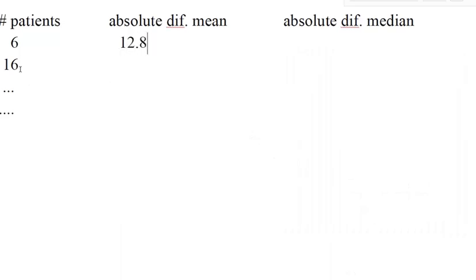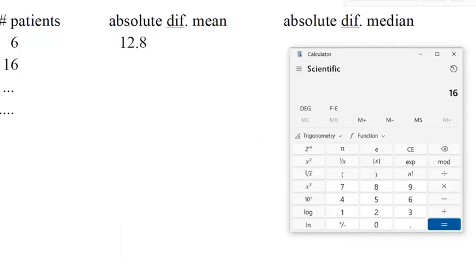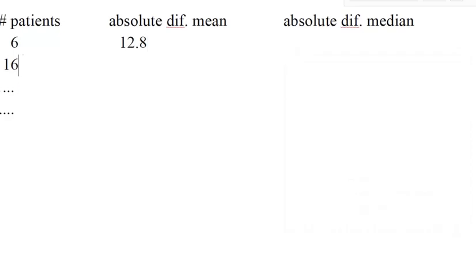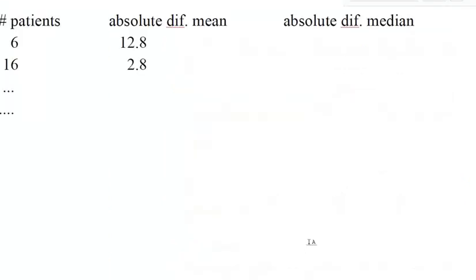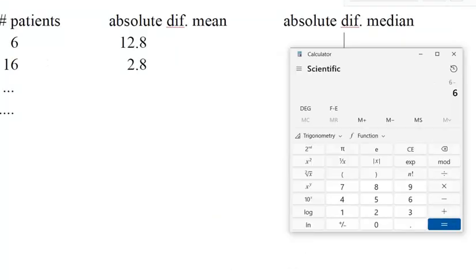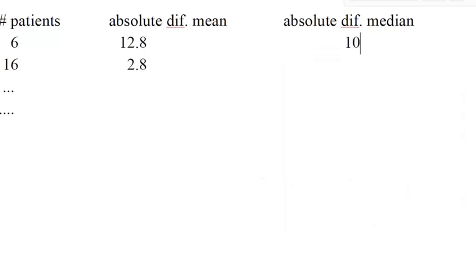Okay, and then do the same thing for the next random number. Do it for all 10. Take the number, subtract it by 18.8, and then you record the absolute value here. So the positive version. So keep doing that for all 10 of the numbers. And do the same thing for the absolute difference from the median. So the median of the data set was 16. So 6 minus 16 makes negative 10. The absolute value is what gets recorded here, so the positive version of the number. So do the same thing here.